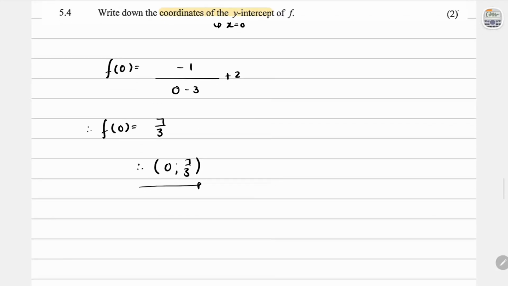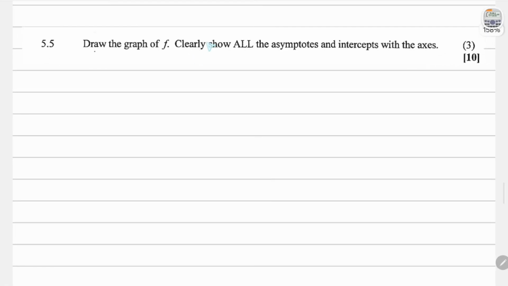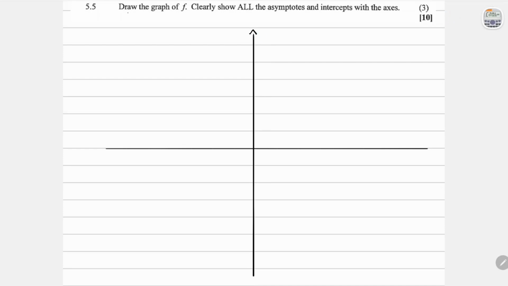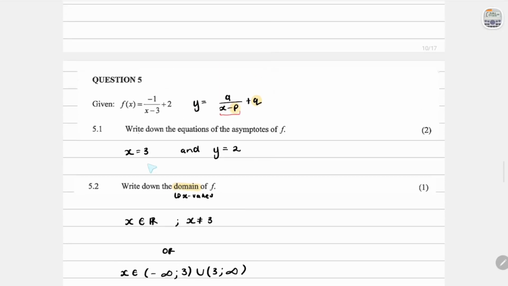Moving on to the next question. Question 5.5 says, draw the graph of f, clearly show all asymptotes and intercepts with the axes. Okay, which we have. So we can put down our Cartesian plane. And then next, we can just go ahead and put down the asymptotes. It's best to start with the asymptotes so you know the limits of your graph and where they should not go beyond. Okay, so our asymptotes were x equals 3 and y equals 2.